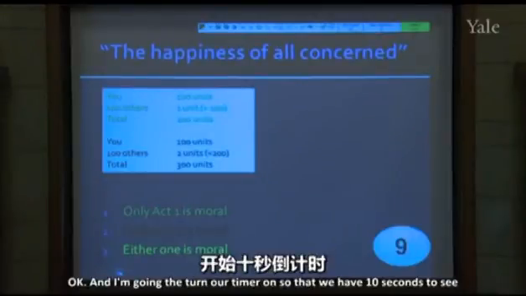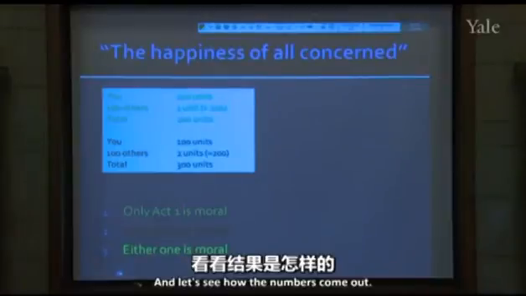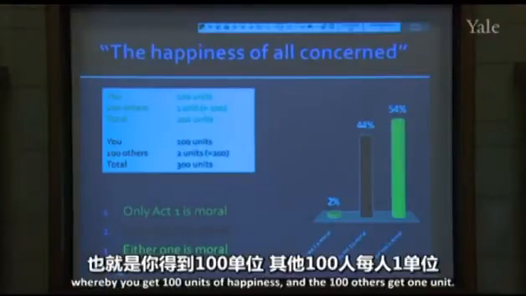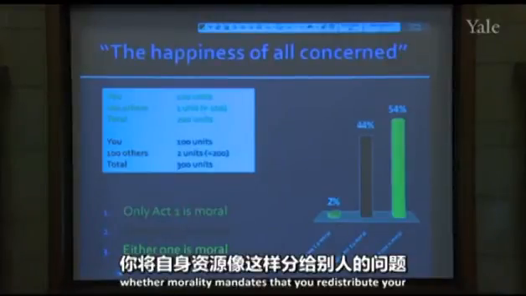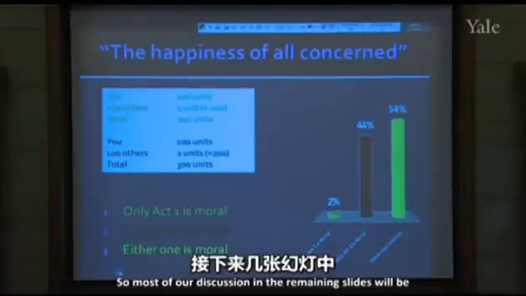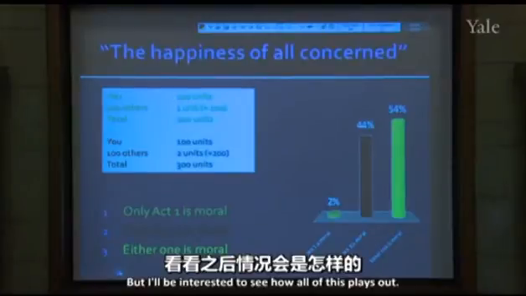Okay? And I'm going to turn our timer on so that we have 10 seconds to see how it is that your first take on Mill's greatest happiness principle goes. And let's see how the numbers come out. Okay, so very few of you think that the moral act is the one whereby you get 100 units of happiness and the 100 others get 1 unit. But you're roughly equally divided on the question of whether morality mandates that you redistribute your resources in such a way that they go also to others. So most of our discussion in the remaining slides will be concerned with when this 44% moves over to another place. But I'll be interested to see how all of this plays out.